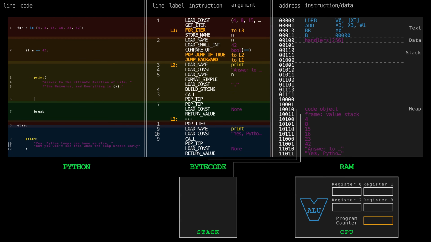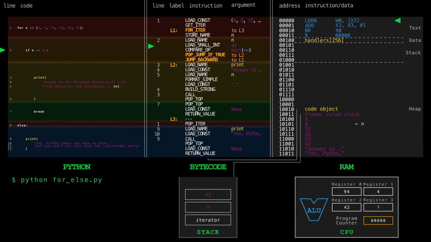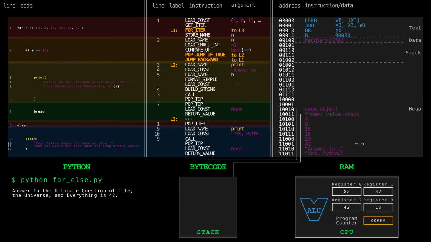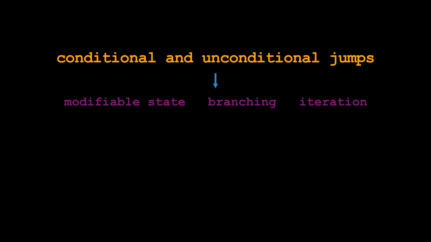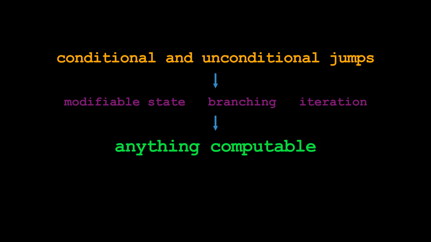So, the compiler does a lot of work to optimize your code before it runs. It folds constants, merges strings, and even inverts the logic of branches to keep the common path fast. But in the end, it's all just instructions that manipulate state and jump around. In this chapter, we saw that conditional and unconditional jumps make all computation possible. With modifiable state, branching, and iteration, you can compute anything that's computable. Some computations may run too long or need more memory than you have, but those are the only limits.